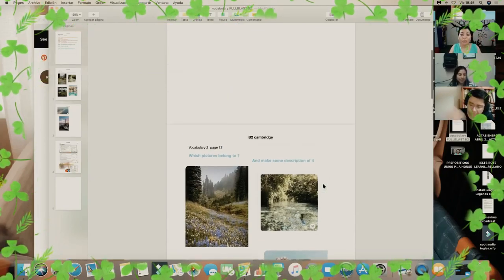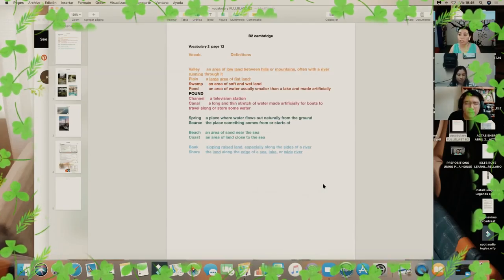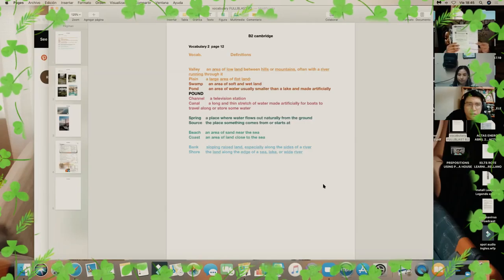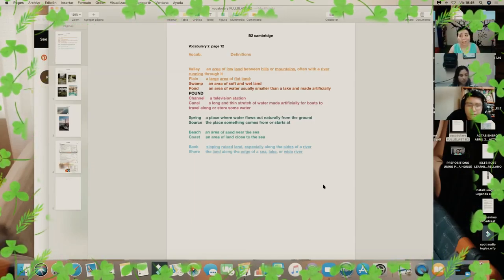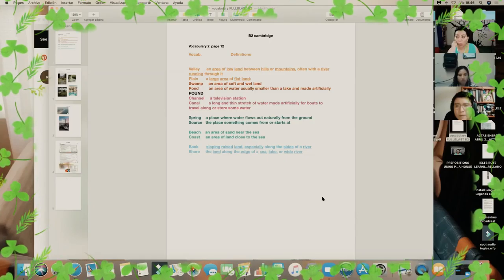Okay, so this is the vocabulary. And we're going to do the exercise that is on page 12. I'm going to give you like 1 minute, but this is going to be very fast, because we have almost 5 minutes to finish this session. So we have vocabulary 2 on page 12. Are you ready? Do you have your material ready? Okay. So we have the first one. Let's start with Amber. Read the example and then tell me which option you chose.